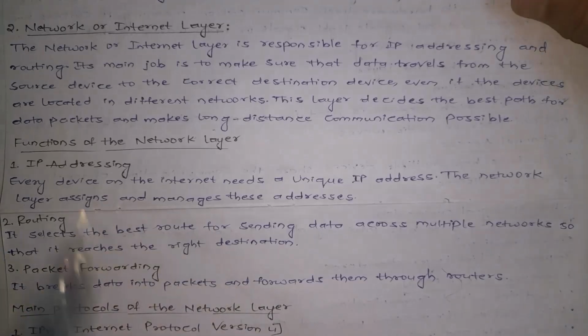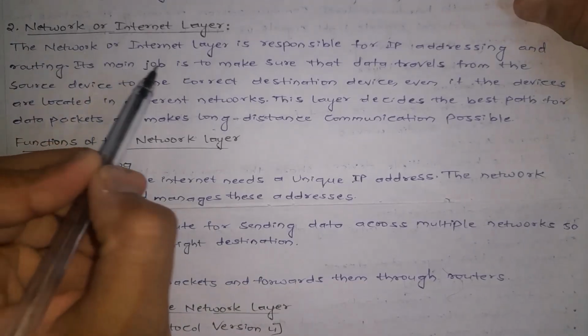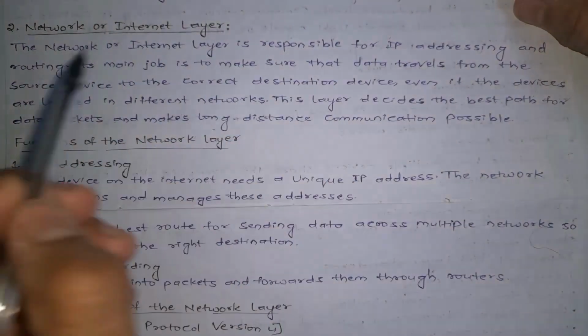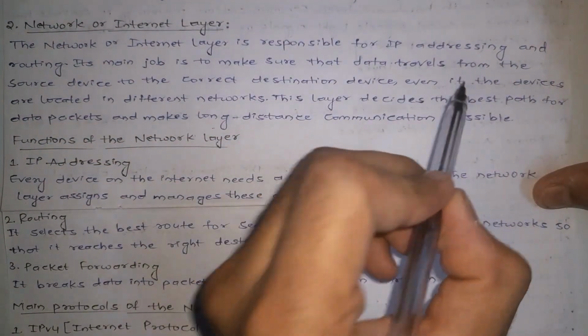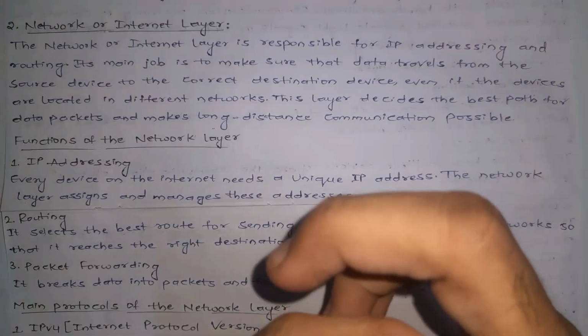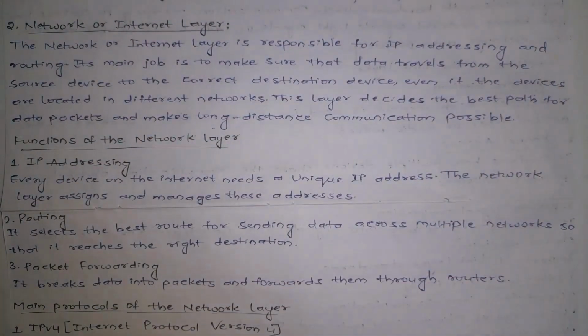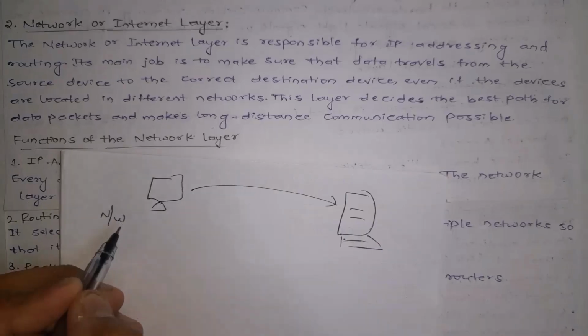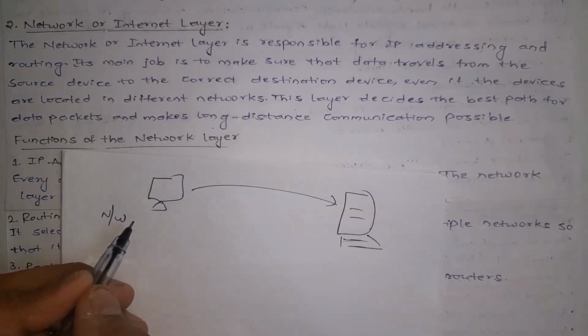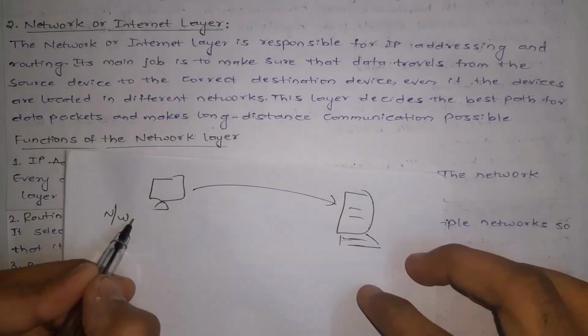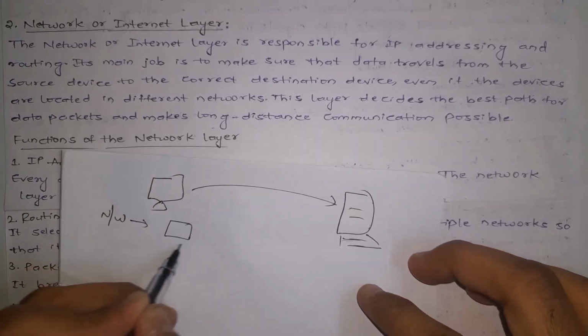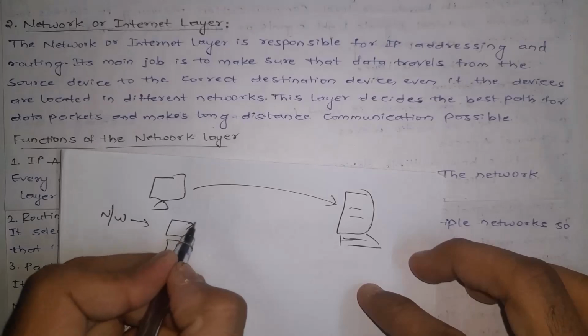So the main job of the network layer is to make sure that data travels from source to destination, even if the devices are located in different networks. If the distance is very long, this layer will decide the shortest route, that is nothing but the best path, in order to transfer data. Thus, the network layer will not send complete data at a time. Instead, this layer will break the complete data into small packets and then each packet is transferred by using the shortest route.